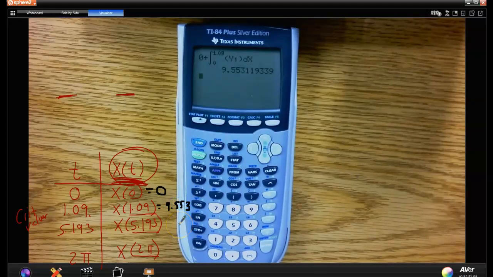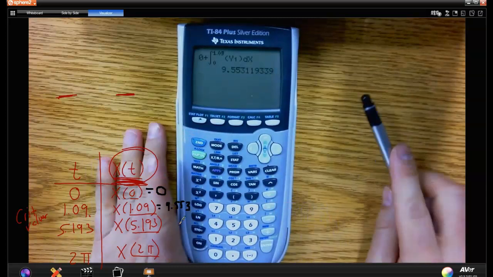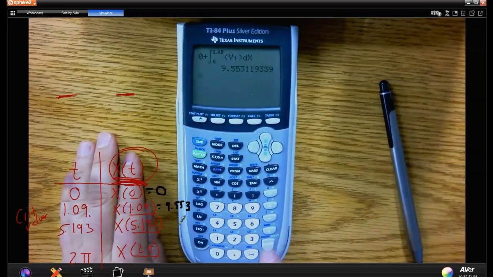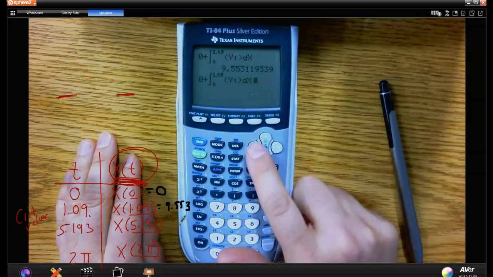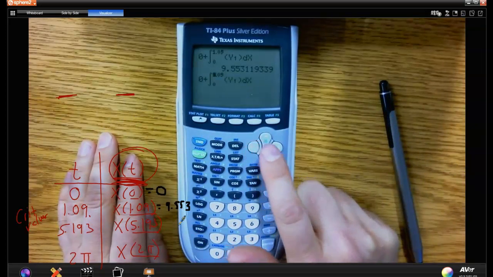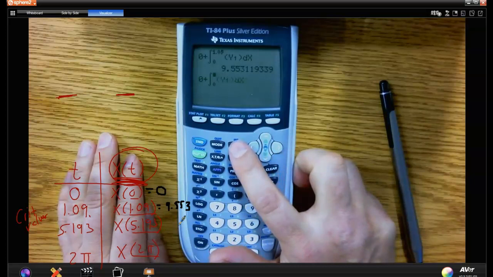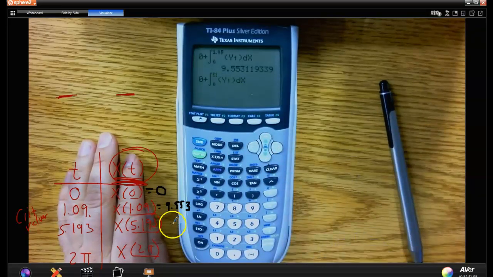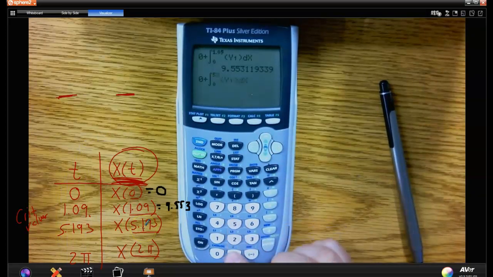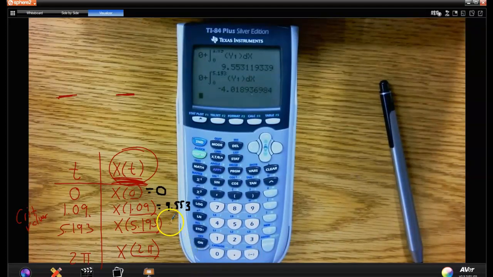All right, let's do the next one. Now, instead of retyping that whole thing, I can just push second and enter, and it brings back the whole equation again. And all I need to do is go in backspace. I'm going to delete that out of there, and I'm going to put the new number that I want in there, which is 5.193. And then I just push enter again. So that way you don't got to retype the whole thing. Now the position of the object is negative, so that means it's to the left.